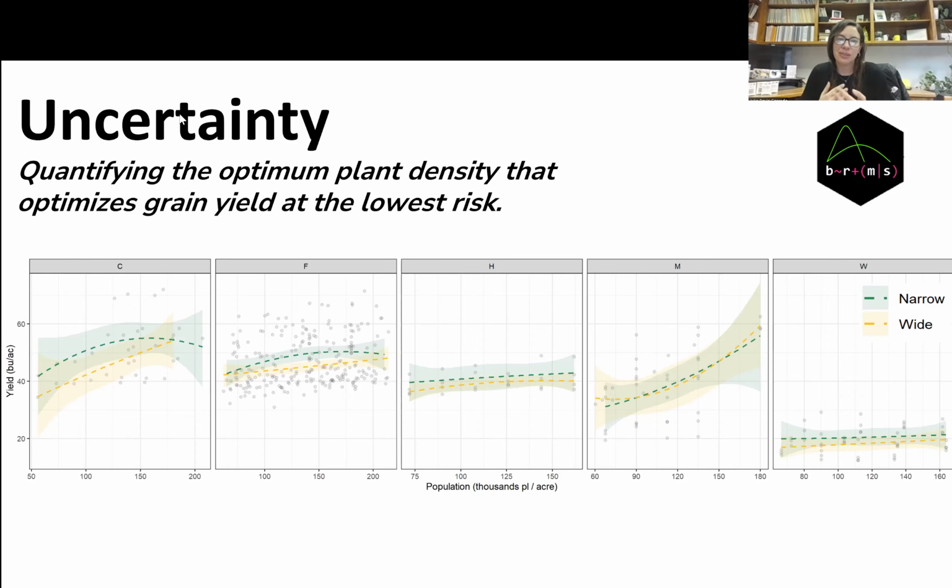Our objective should be finding that optimum plant density that optimizes grain yield, but at the lowest risk. Sometimes we might not do that as well. So this is exactly the same information. It's divided in narrow and wide rows, and it was done with information from Carrington, Fargo, Hettinger, Minot, and Williston. I'm going to focus now on each one of these, highlighting the sites that are in the western side of the state.